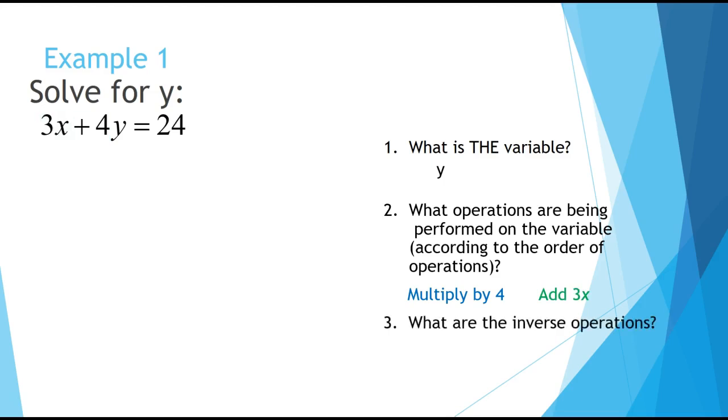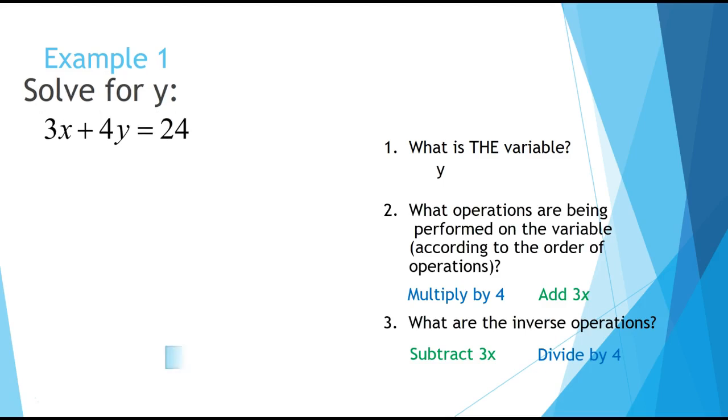So what are those inverse operations? In the reverse order, first we're going to subtract 3x, and then we're going to divide by 4. And the third step is the most important, because that tells you exactly how you're going to solve the equation. We're going to subtract 3x, and then we're going to divide by 4. So let's see what that's going to look like.